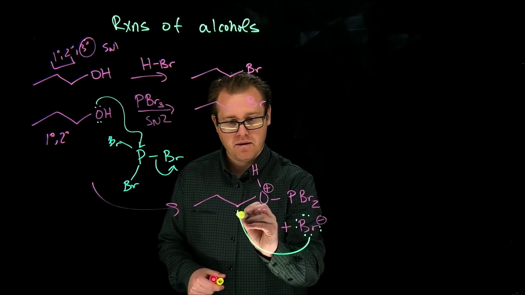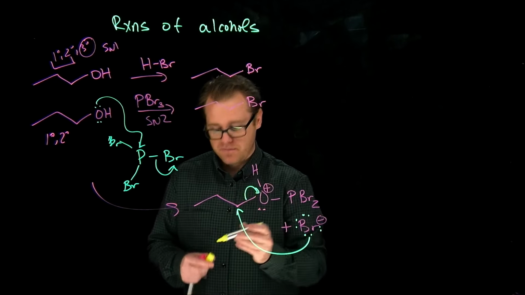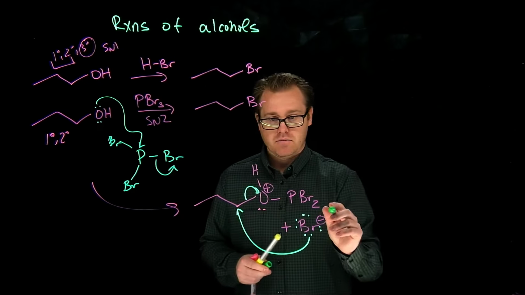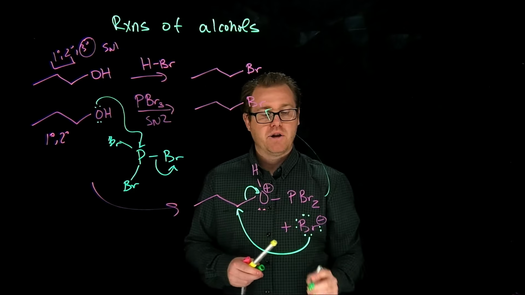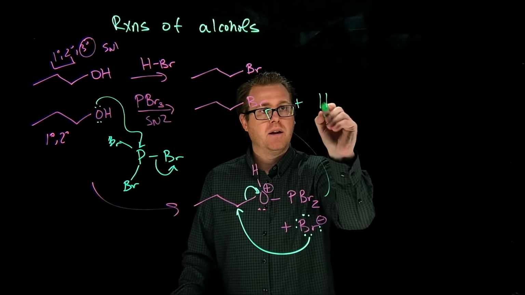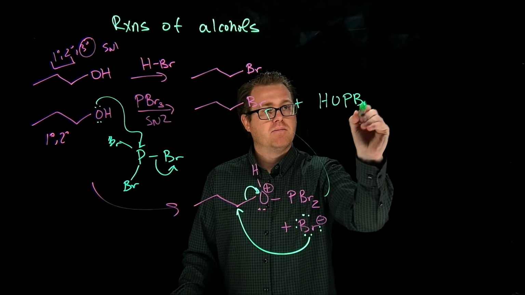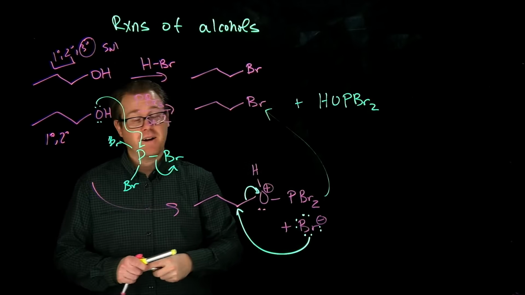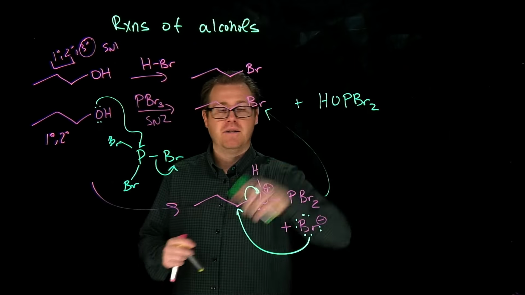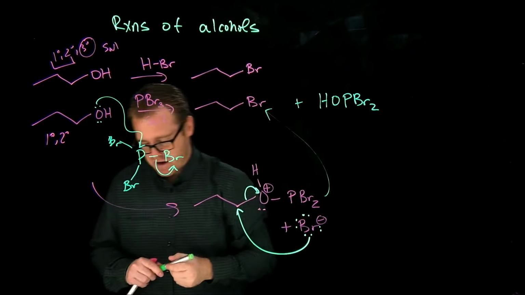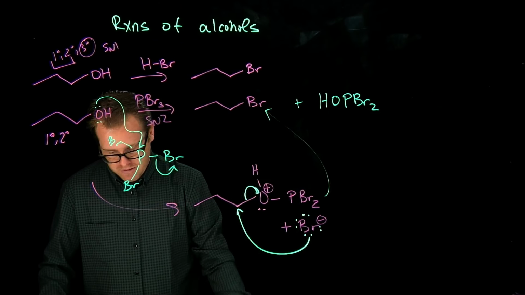Now we have bromide just floating around, so we could say, hey, that's just going to come in SN2 style. And so that will go right to our product. And then what else would be left over here? There'd be this byproduct right there that we don't need to worry too much about. That's not what we're interested in. We're interested in making our alkyl halide with our phosphorus tribromide.